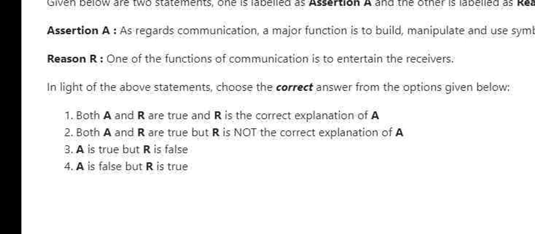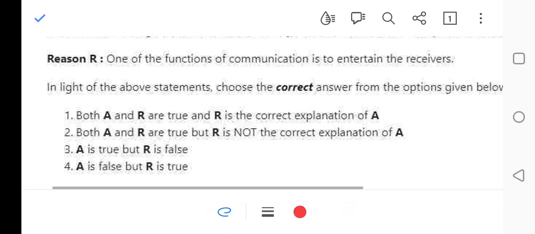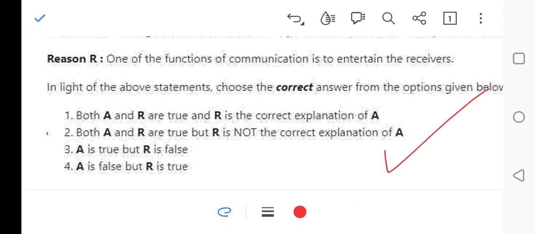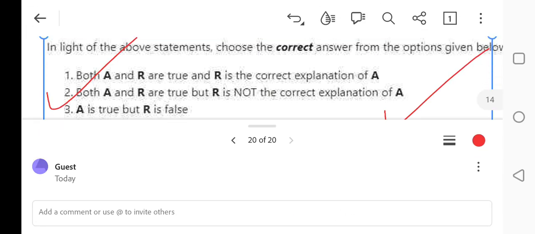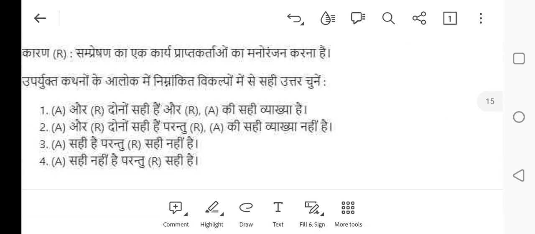A and R are true, R is the correct explanation of A. Both A and R are true, but R is not the correct explanation of A. A is true, R is false. A is false, but R is true. So that means both A and R are true, but R is not the correct explanation of A. Number 2 will be correct for us. Done. Next question.